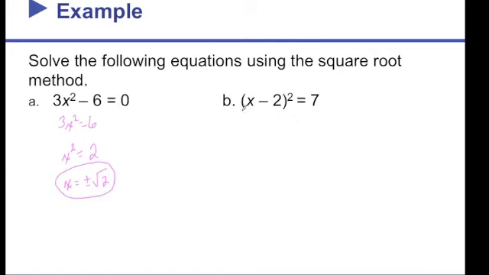Now this one looks a little different, but notice we have a quantity squared. So we could take the square root of both sides, and on the left side, the square root of x minus 2 squared is x minus 2. On the right side, the square root of 7, we'll of course use plus or minus the square root of 7. Now we have x minus 2 equals, but we really want x equals, so we make it x equals 2 plus or minus the square root of 7. And this becomes my solution. This is the exact solution when I use the square root symbol.